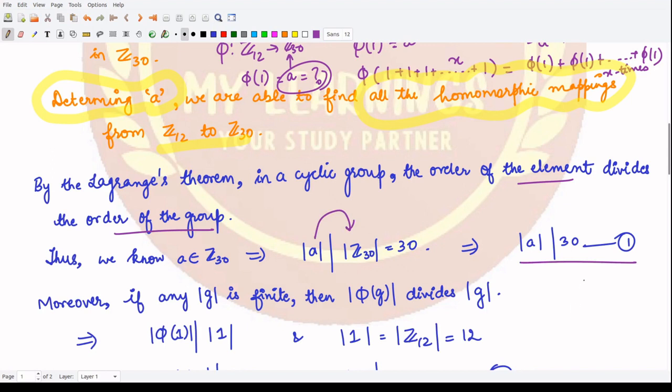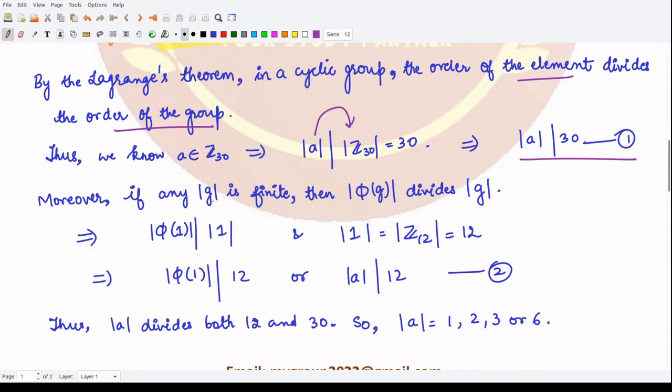Now moreover, we know this property that whenever we have the order of G as a finite number, then the order of its homomorphic image also divides the order of the element.